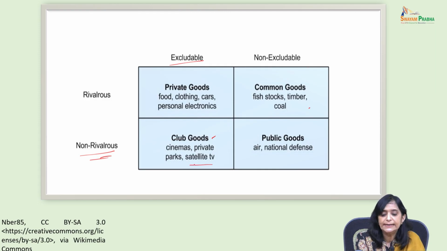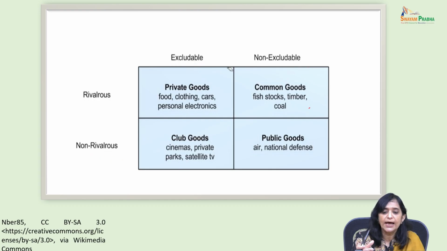For example, satellite TV, the DTH, let us say Tata Sky or any kind of satellite cable TV that we have. If we don't pay for certain channels, we may be excluded from watching them. But me watching that channel does not reduce my neighbor's consumption of that channel. Therefore, they are called club goods. So they're excludable, that is, we can charge certain fees, but they're non-rival, meaning if I'm using it, it doesn't reduce the availability for the rest of the people. So they are called club goods.